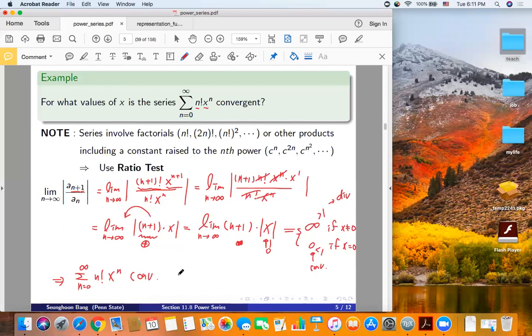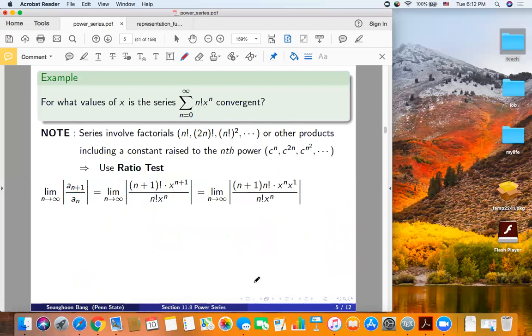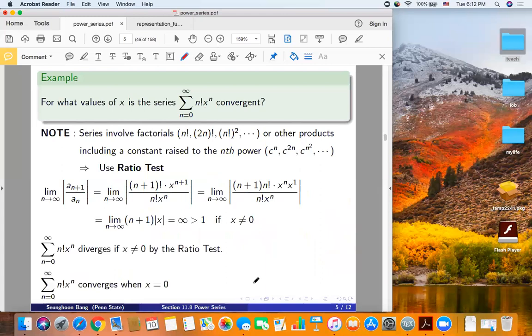only at x equal to 0. This is the whole idea for solving this problem. This is a lecture, so like this. It's good.